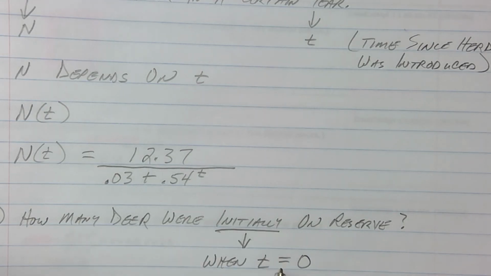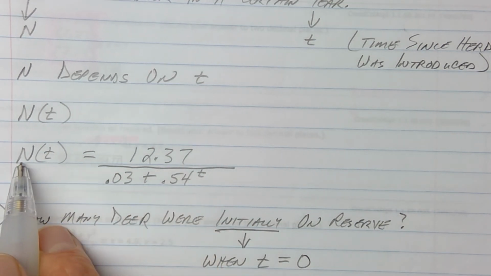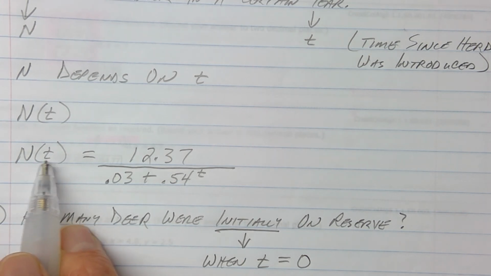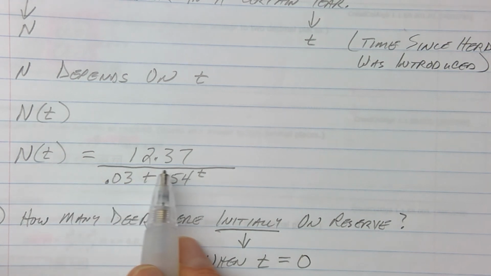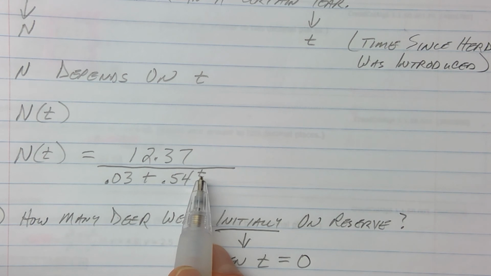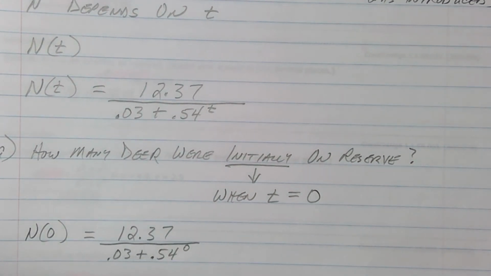Okay, so if I know that no time has elapsed, I just go back to my formula in here and I go, okay, I wonder how many deer I had when no time had passed. What's the number of deer with respect to 0 time passing? 12.37 divided by 0.03 plus 0.54 raised to the 0. That's what I'm going to do. I'm just going to change t to 0 and work it out.